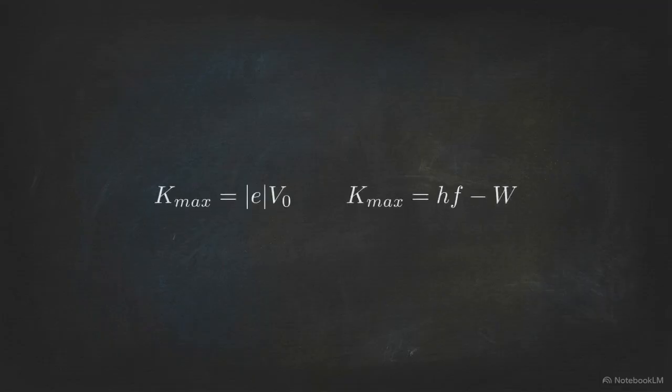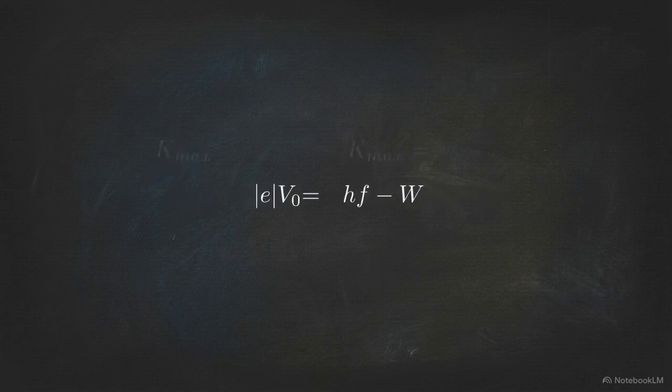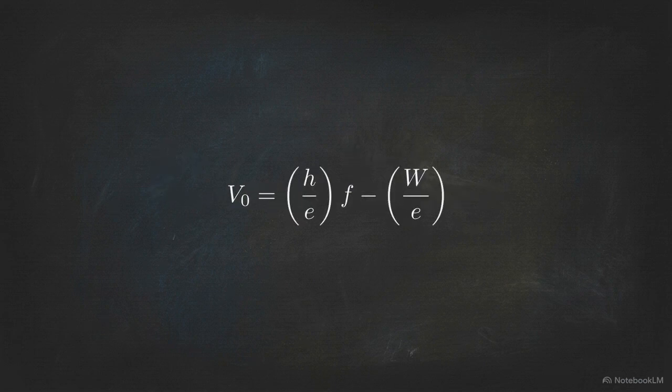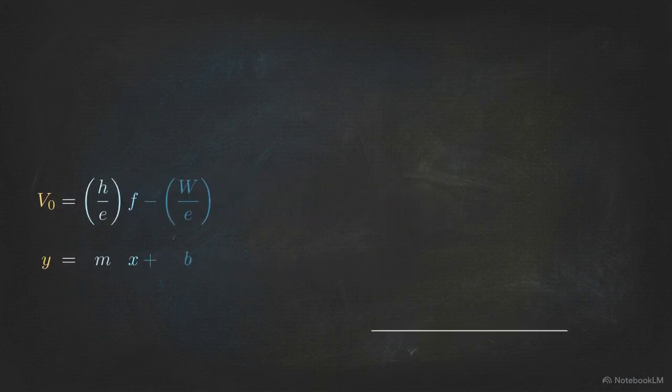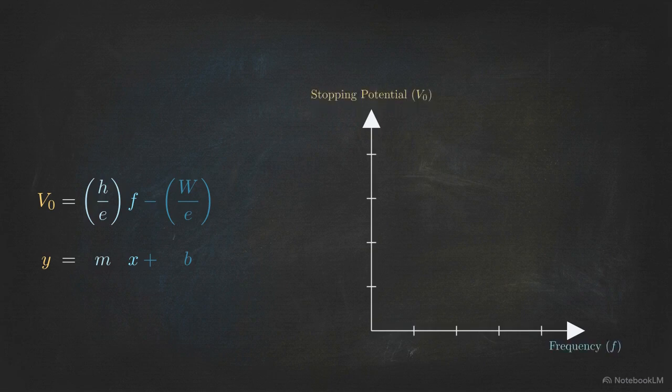To test this, researchers combined the electrical stopping potential with Einstein's kinetic energy equation. By substituting K max with V times e, and dividing by the elementary charge, the equation becomes: stopping potential equals Planck's constant over charge times frequency, minus the work function over charge. This rearranged formula is a standard linear equation, y equals mx plus b. It maps stopping voltage on the y-axis against frequency on the x-axis.